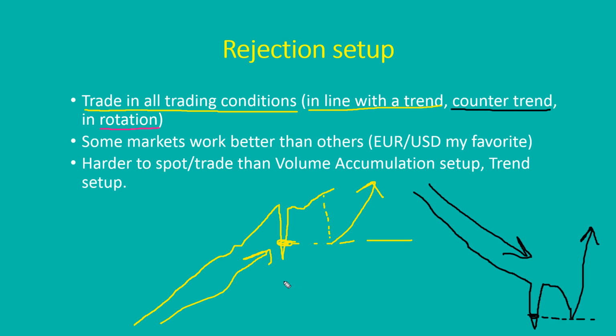And you can also trade the rejection in a rotation. So when there's a rotation and there's, for example, a rejection of higher prices, then you enter your short in here from the place where the volumes were the heaviest. Short like that. Or if there is a rejection of lower prices in the rotation, like this, then you go long from there. Alright, so this is a big advantage of the rejection setup. You can trade it in all market conditions: rotation, trend or counter trend.